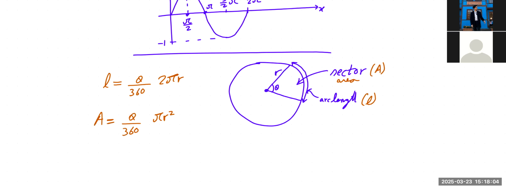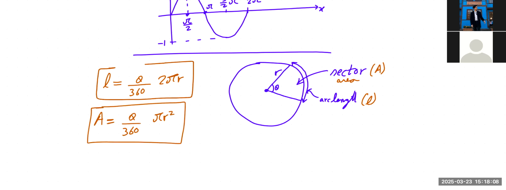But as you can see, dividing by 360 means that theta needs to be in degrees. It wouldn't make sense to say pi radians out of 360 degrees. Your examiner is probably going to have an aneurysm if you say something like that. So these formulas are for degrees.